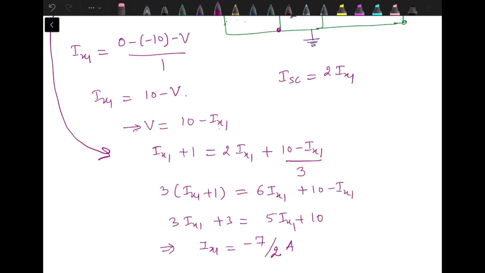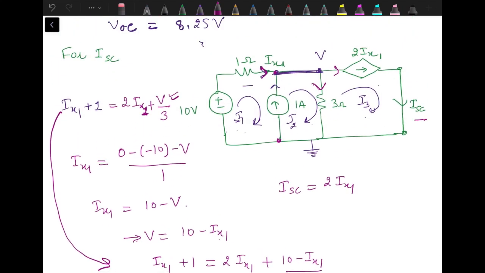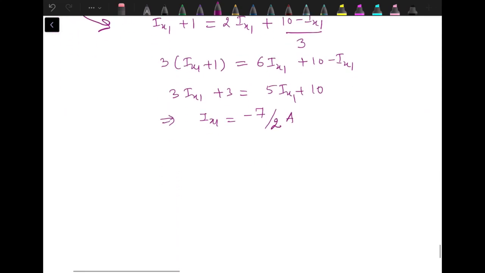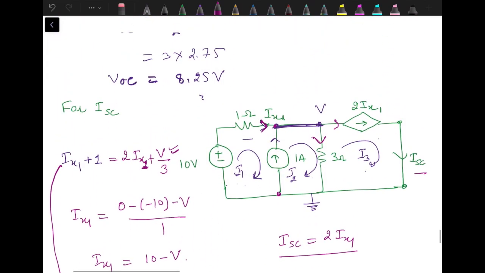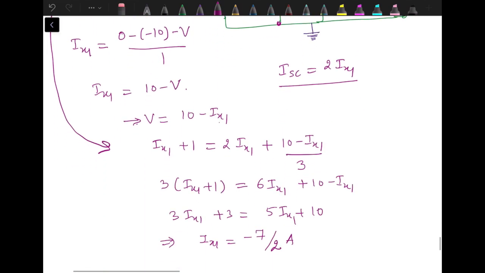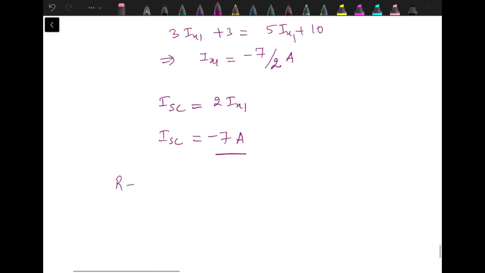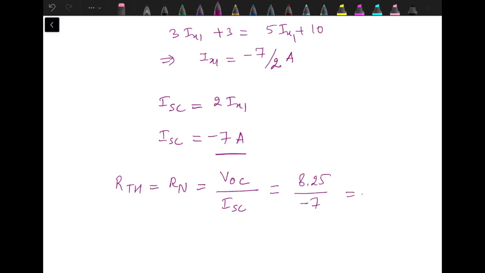Now once we have the value of Ix1, we can have the value of short circuit current as well, since short circuit current is 2 times Ix1. So Isc is 2 times Ix1, and that is minus 7 amperes. We got the value of VOC as 8.25. Now we have the value of Isc as minus 7. So RTH, which is the same as R Norton, is the ratio of VOC upon Isc. VOC is 8.25, Isc is minus 7. So resistance is actually minus 1.178 ohm.